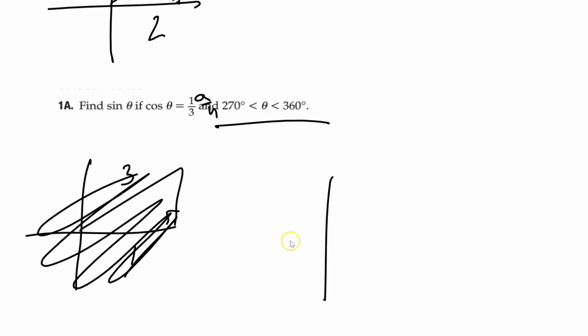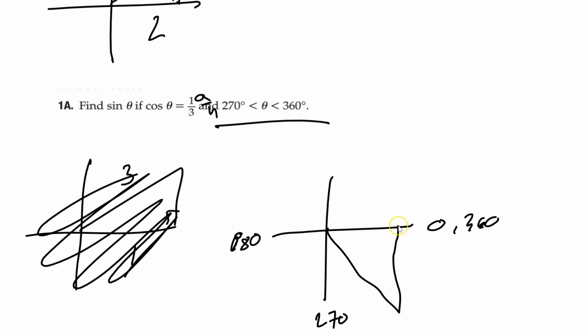Look what it says. 270 and 360. So 0, 180, 270, 360. So that should be down here. It's a terrible triangle. So SOHCAHTOA, 1 and 3. Find the missing side. 3 squared minus 1 squared is going to be 8. So radical 8. Now here's the thing.